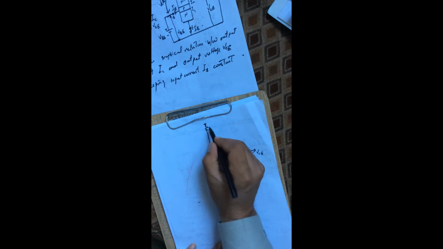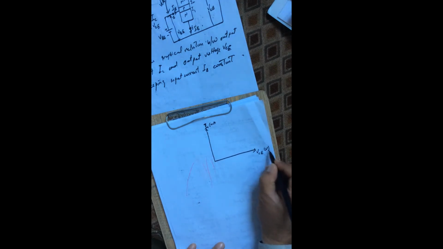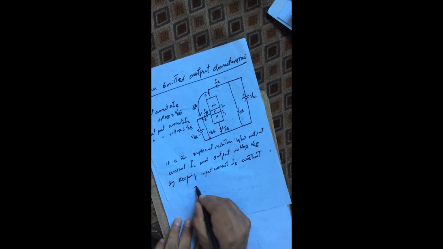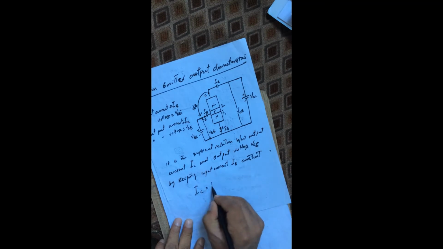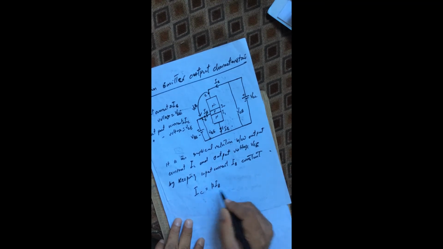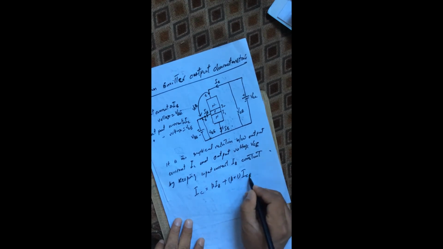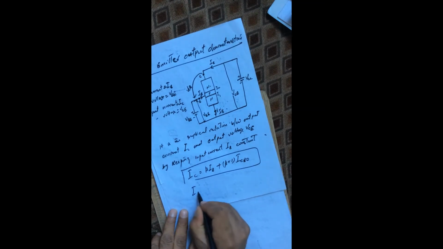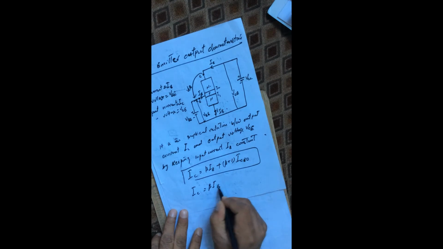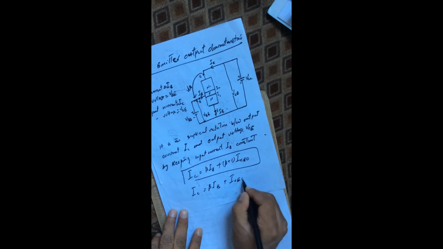Now we know that IC is a big current, so we measure it in milliamperes, and this output voltage is in volts. We already derived a relation for the common emitter characteristic: the output current IC is equal to beta IB, which is the input current, plus beta plus 1 ICBO. This is a well-known relation we derived for the common emitter characteristics. We can also write IC is equal to beta IB plus ICEO.